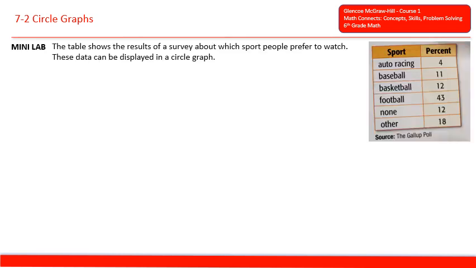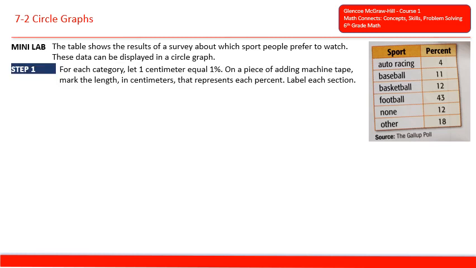Okay, mini lab. The table shows the results of a survey about which sport people prefer to watch. These data can be displayed in a circle graph. So this exercise is going to require a little bit of your imagination as we go through it. You're not required to, but if you want to actually do this exercise out with some paper and string, it might be a nice way for you to visualize what they're trying to show you.